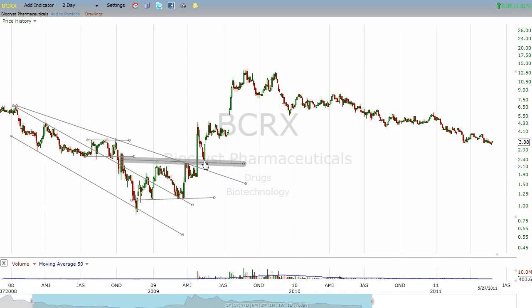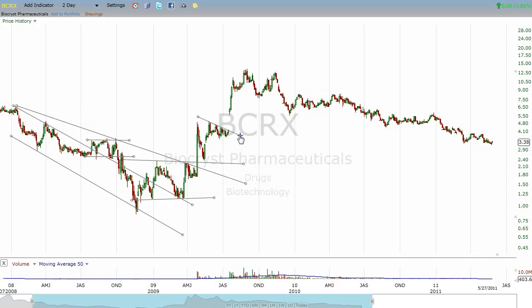And what did we get right here? Well, this is a little flag, a bull flag. And what is this? Well, this is a consolidation. This pattern went up, it consolidated for more upside.